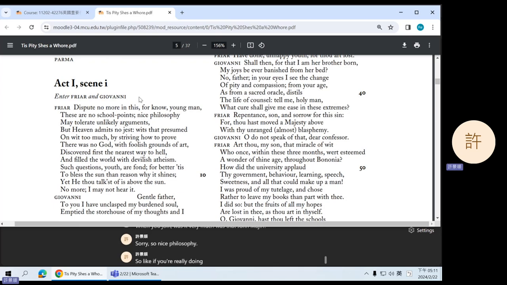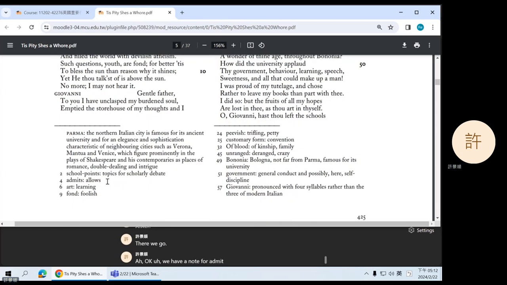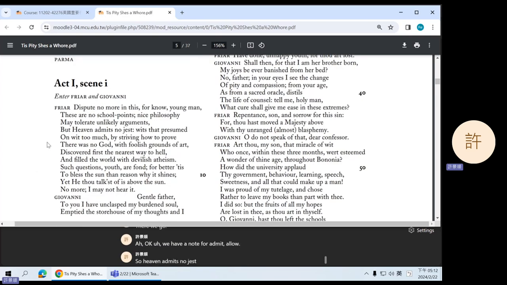So nice philosophy. So if you're really doing careful philosophy, may tolerate unlikely arguments, but heaven admits no jest. So if you're doing philosophy, you can talk about these empty academic debates, but heaven, which means God, does not let you joke about these things. Jest means to joke. Even today, we use this word. Also, a related word, jester, means a clown or a joker. Not gesture, jester. J-E-S-T-E-R. Jester. There we go. We have a note for admit, allow. So heaven admits no jest means heaven will not let you joke about this.